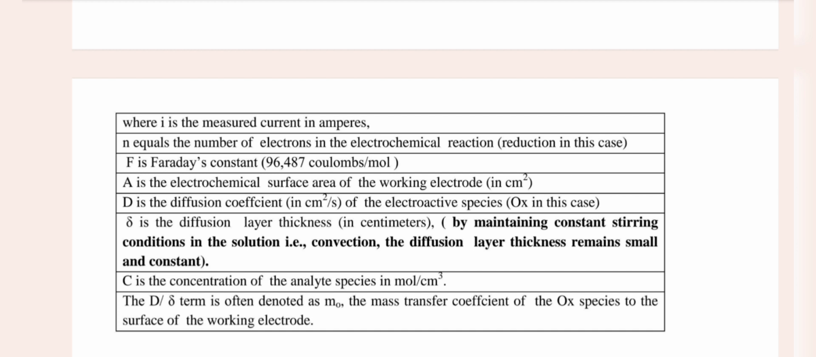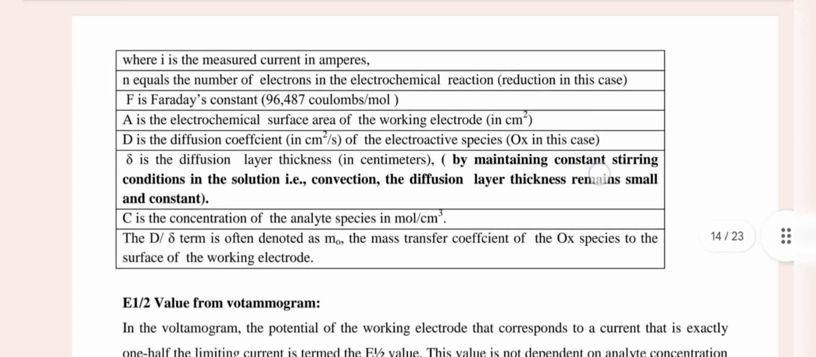Here the term D by delta is indicated by m0, the mass transfer coefficient of the oxidizing species to the surface of the working electrode. So D by delta is called the mass transfer coefficient.